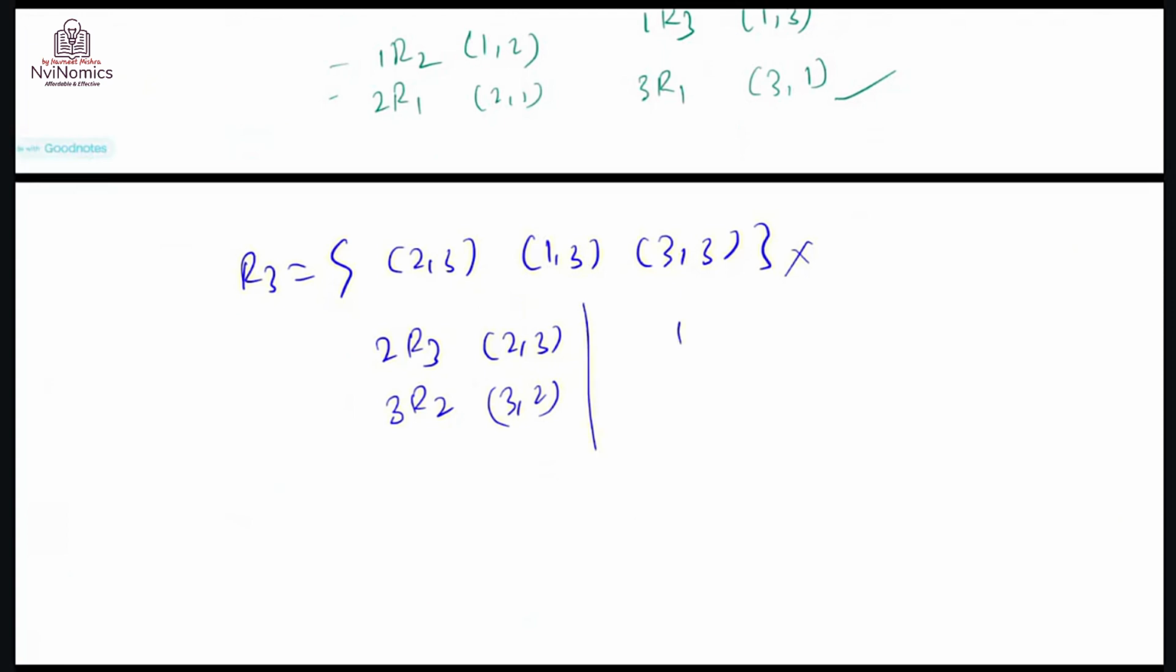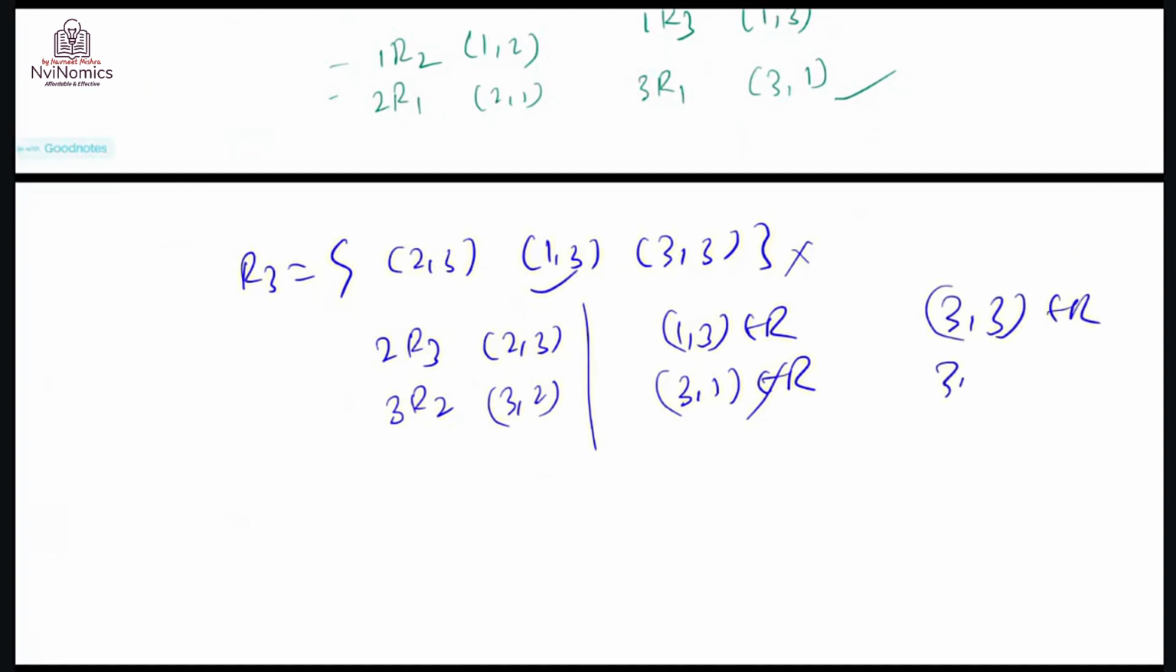Now you can see (1,3) is in R. (3,1) should also be in R, but it is not there. Now, (3,3) belongs to R. Yes, (3,3) belongs to R. Although it is satisfying this condition, the relation is not satisfying the symmetric condition overall. That's why it is not symmetric.